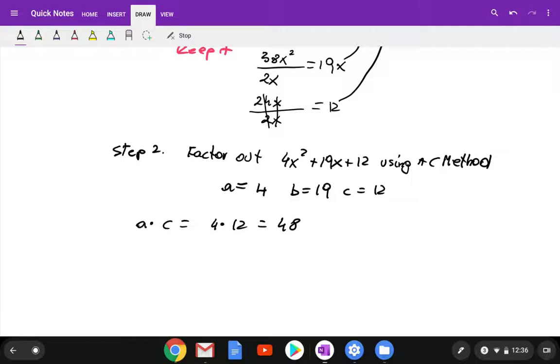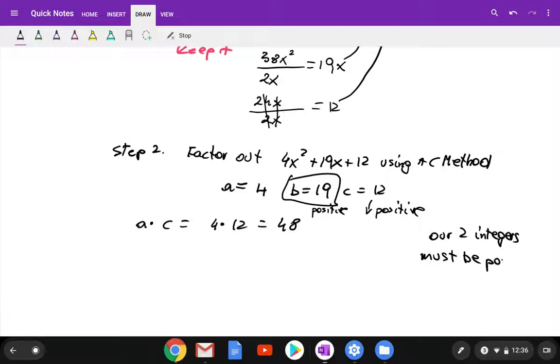And a couple things, so just write a note. C is positive. B is positive also. So our two integers must be positive. So that's that trial and error method.